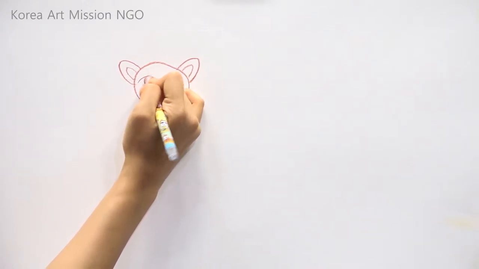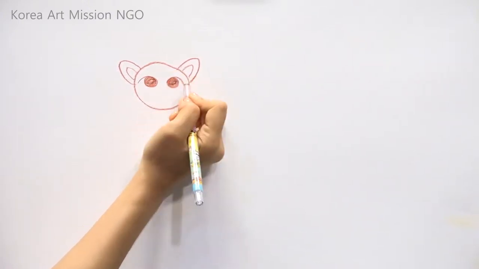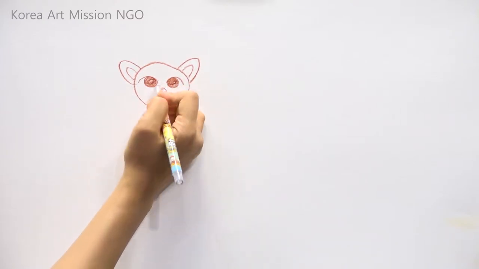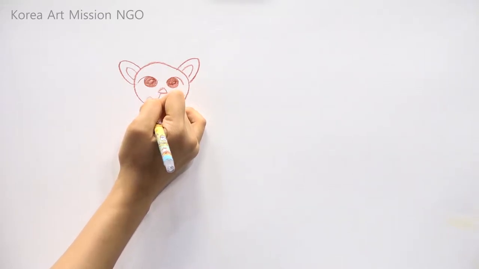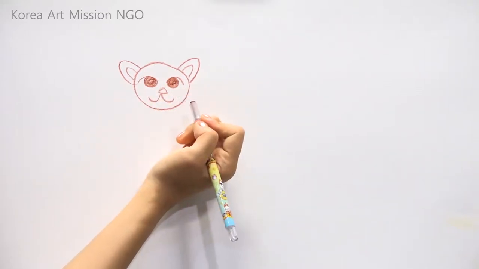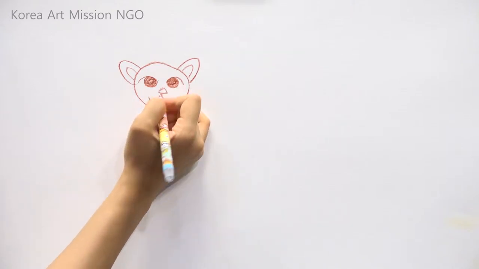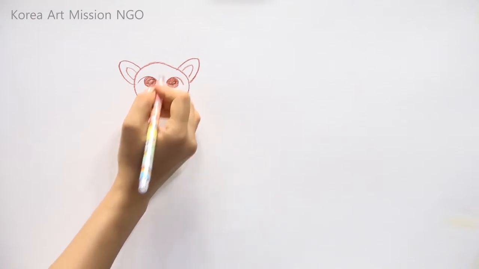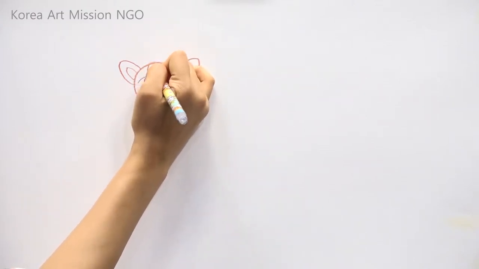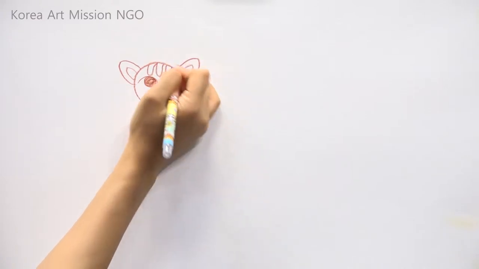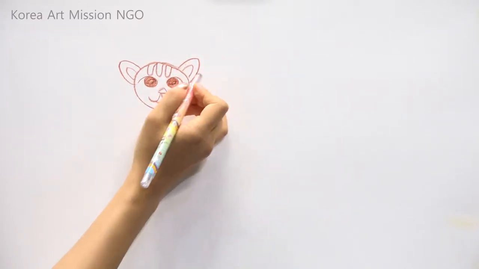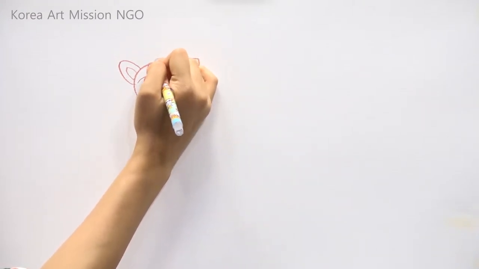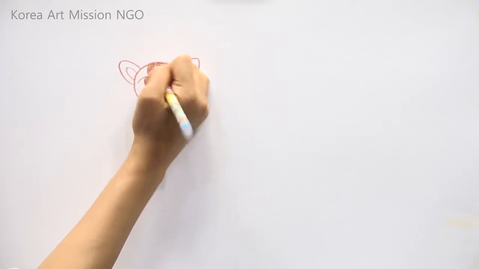Yes, and I'll draw the eyes here first. And I'll draw a triangle nose and a line in a circular way underneath the nose. Please draw a smiling mouth. And I'll put some marks on the face like this. Next, I'll try to color in a pattern here. Yes, and I'll make it here too.